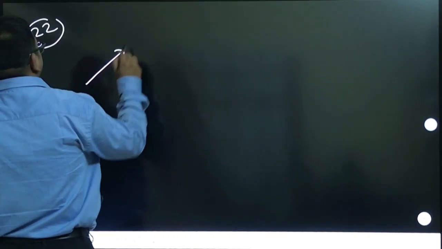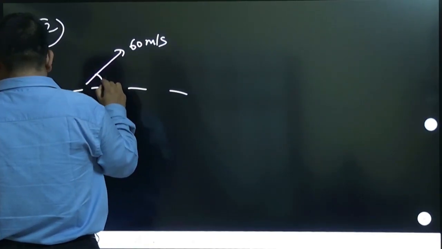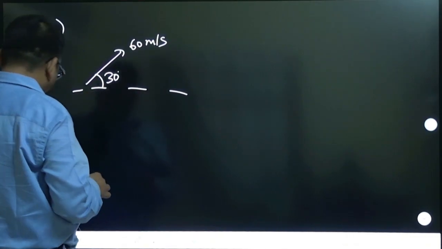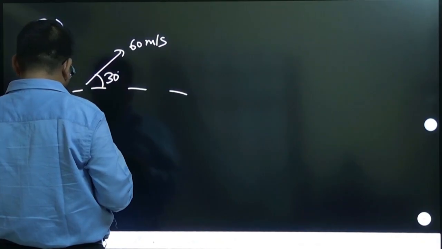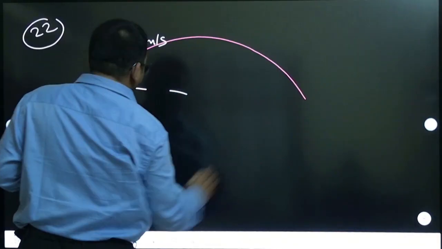Next, question number 22. A particle is projected at 30 degrees from the horizontal with a speed of 60 meter per second. The height traveled by the particle in the first second is h naught. So you know that it is going to be a projectile motion like this.